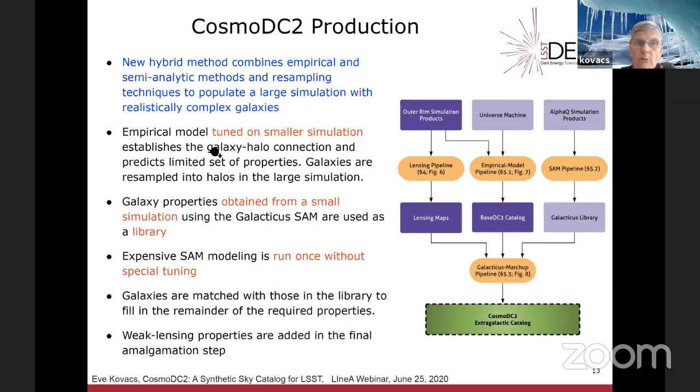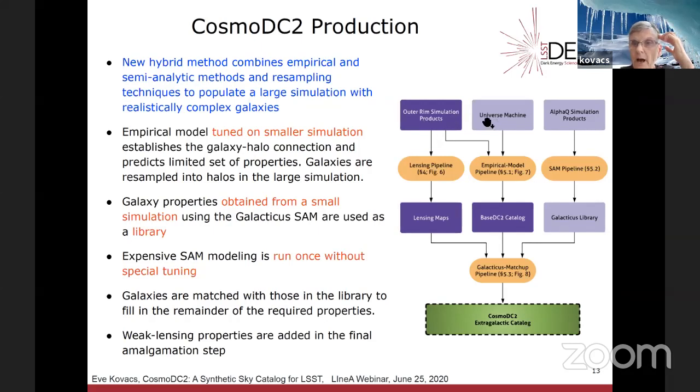So the empirical model that we used was Universe Machine, which was tuned on a smaller simulation, and it established the galaxy halo connections just for a very limited set of properties. And those were the stellar mass and the star formation rate. And we did a little bit of additional modeling, which I'll describe in a moment. The galaxies from this small simulation, the Universe Machine, are resampled into the larger simulation.